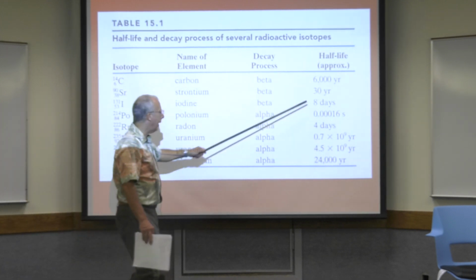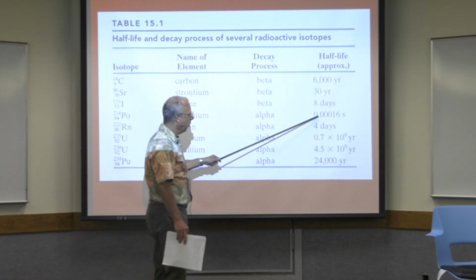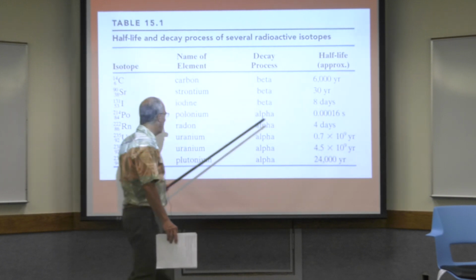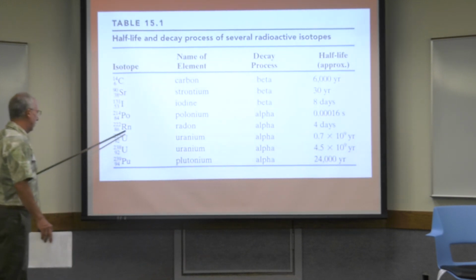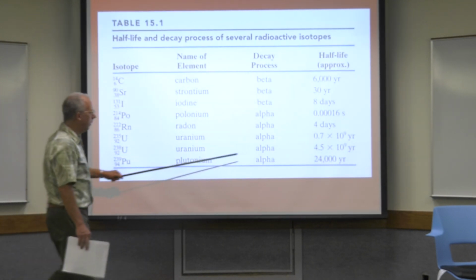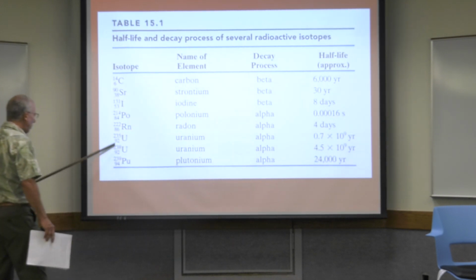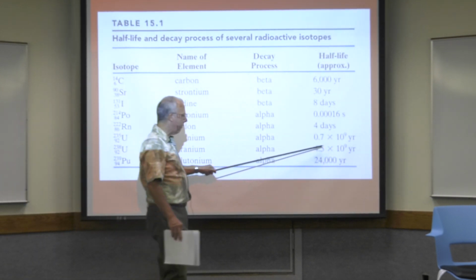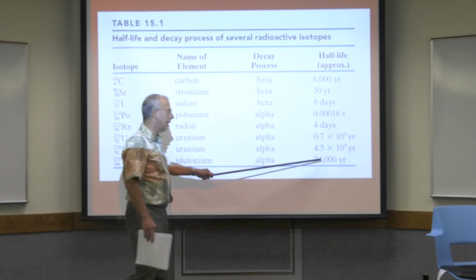I-131, 8 days. Look at polonium-214, 0.00016 seconds, not very long at all. Radon, 4 days. Okay, now we have these that last a long, long time. So uranium-235, 0.7 billion years. Uranium-238, 4.5 billion years. And plutonium-239, 24,000 years.